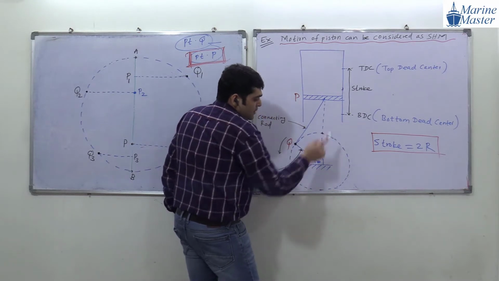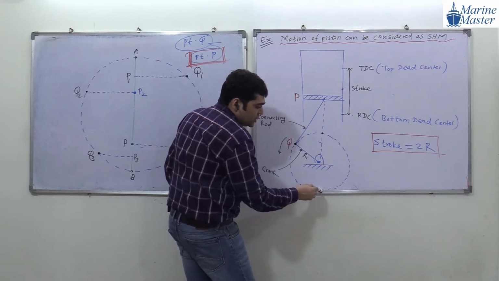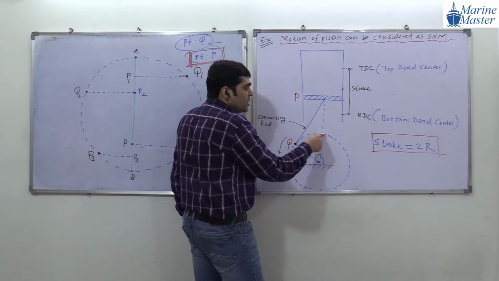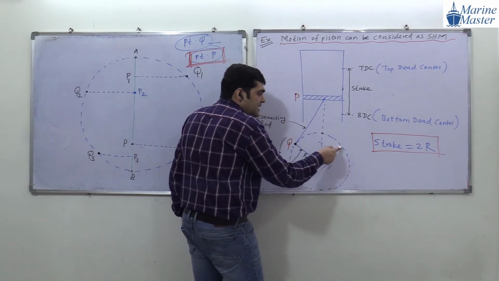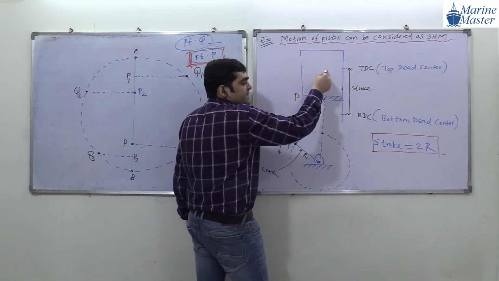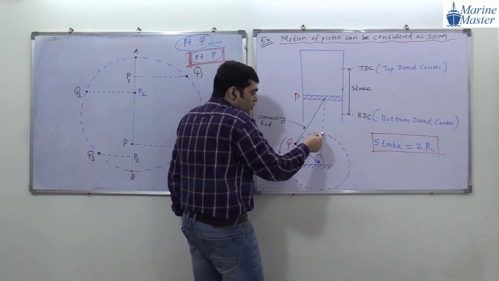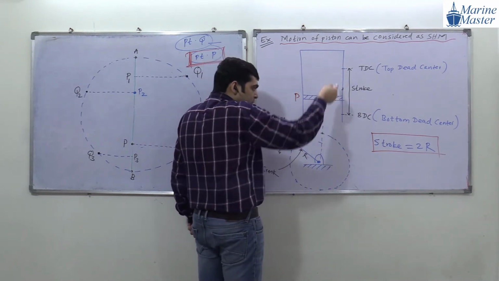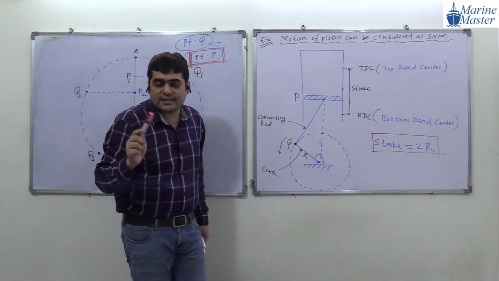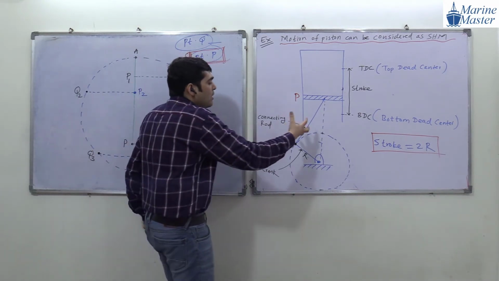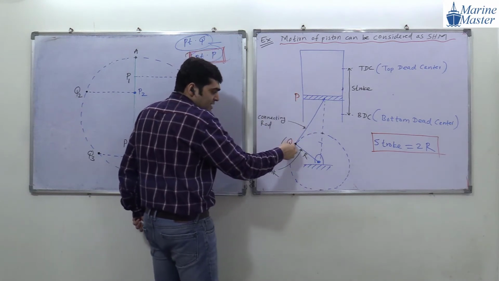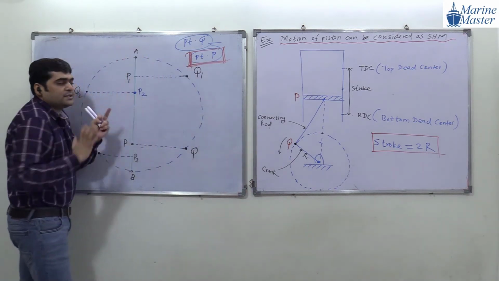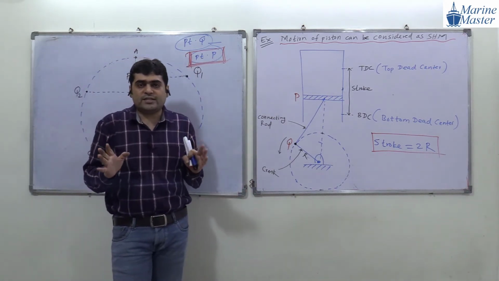When point Q is at this location, what happens with the piston? The piston is at BDC. When point Q moves along this circle like this, then the piston goes from BDC to TDC. And then when point Q goes from this location to this location, the piston goes from TDC to BDC. Everyone getting my point? So here we have combined these two motions, point Q and point P, the piston motion, in a single drawing.